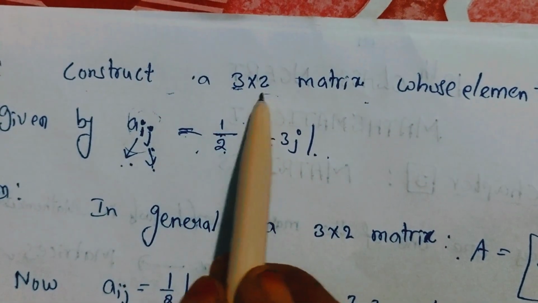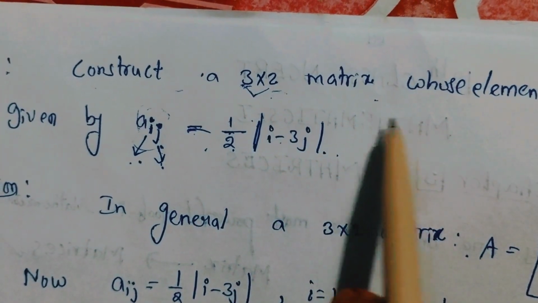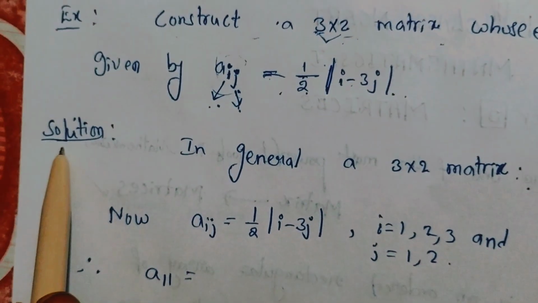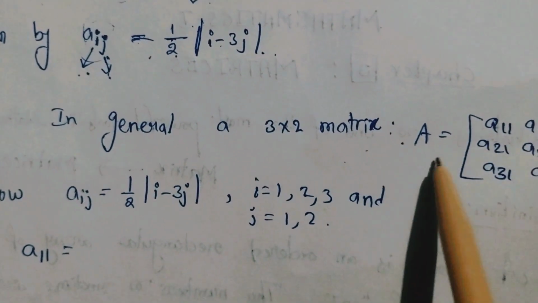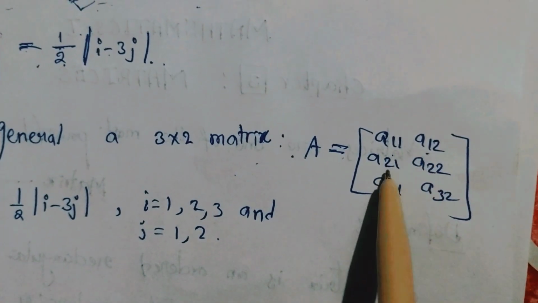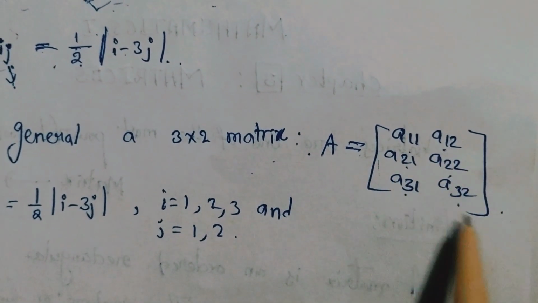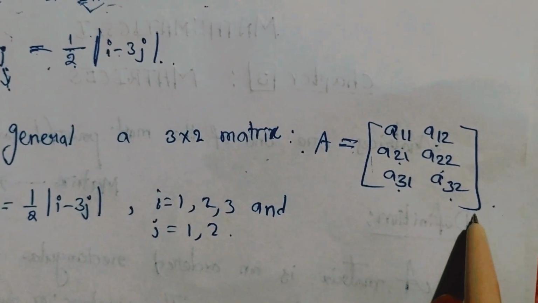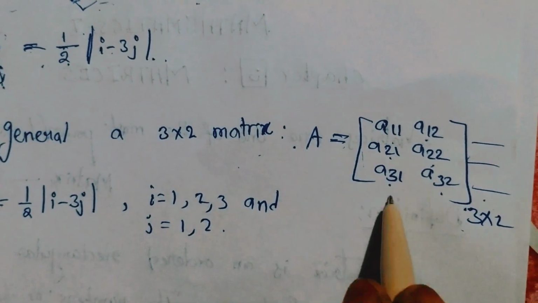3 rows and 2 columns. This is the order, a 3 by 2 matrix. So then the solution: in general, a 3 by 2 matrix A is equal to A11, A12, A21, A22, A31, A32. This is the order of the matrix: a 3 by 2 matrix with 3 rows and 2 columns.